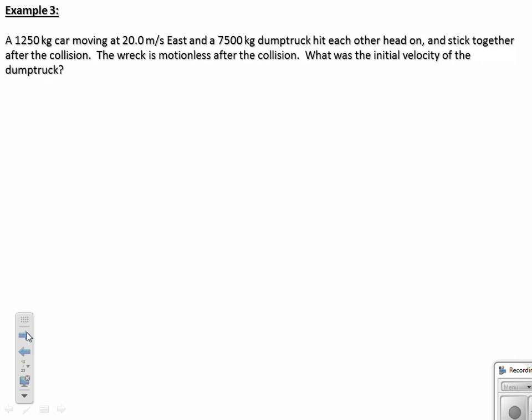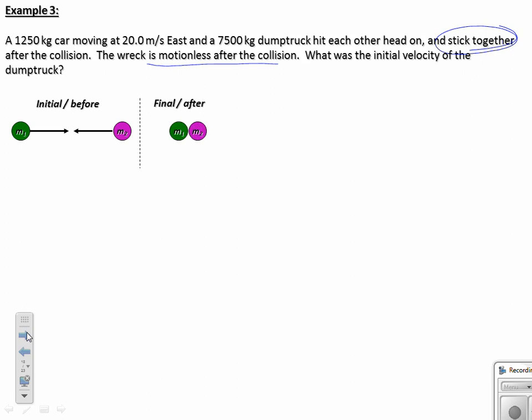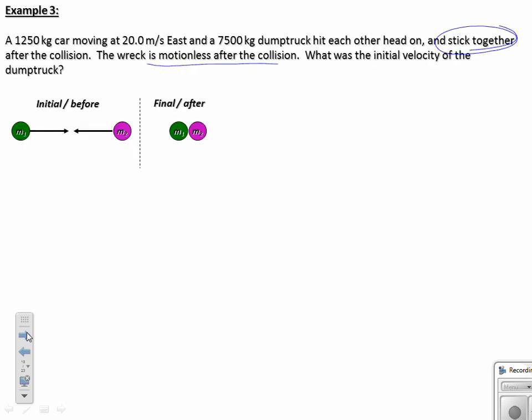Here's a case that you'll see a bunch of. You'll see this kind of what we call inelastic collision. And you'll see this a bunch: the wreck is motionless after the interaction. So you have two things moving at each other, and afterwards they're just sitting there.